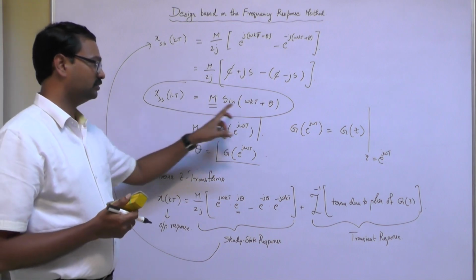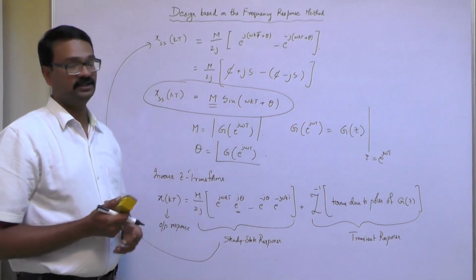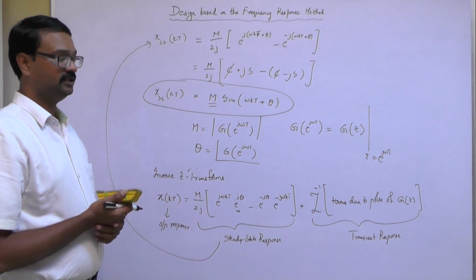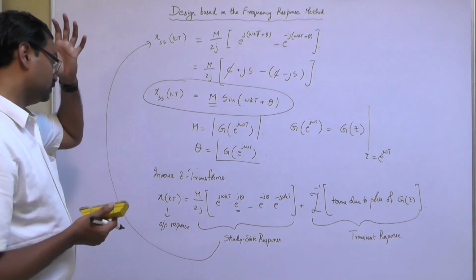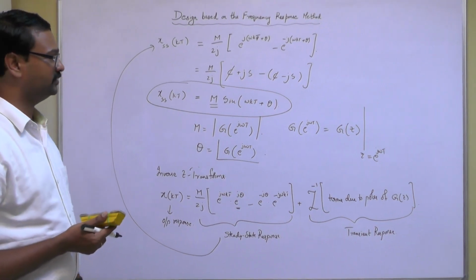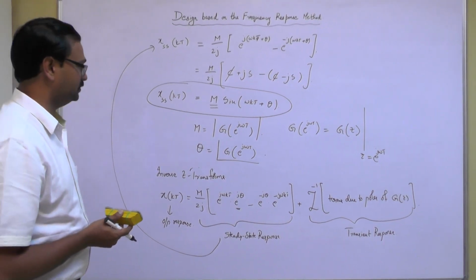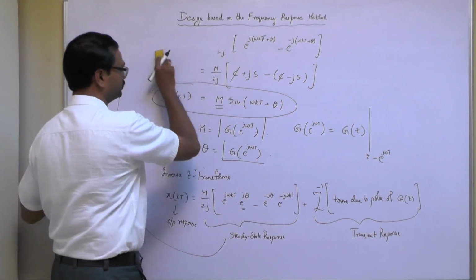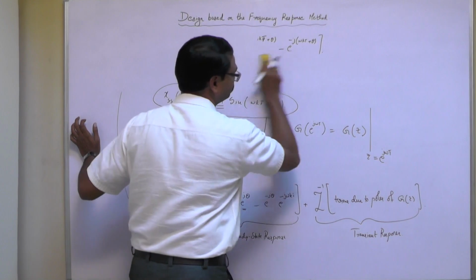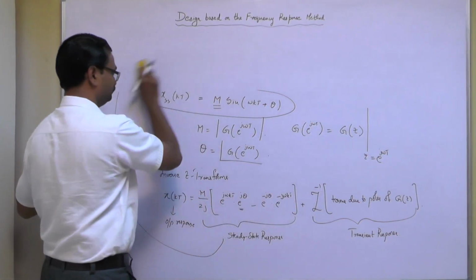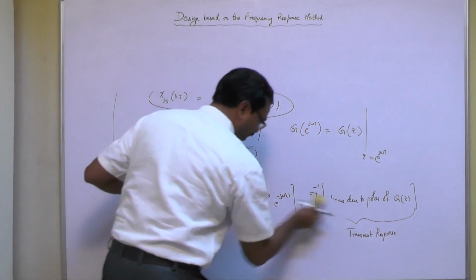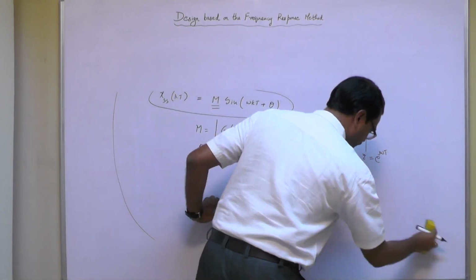So m is known, theta is known from the plant itself when you are replacing z with e power j omega t. Okay, so based on this we can also go for a few examples to find out the steady state response of the system. So we try to see this for a small system.